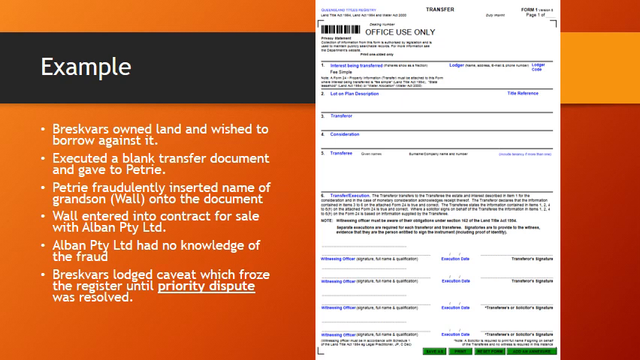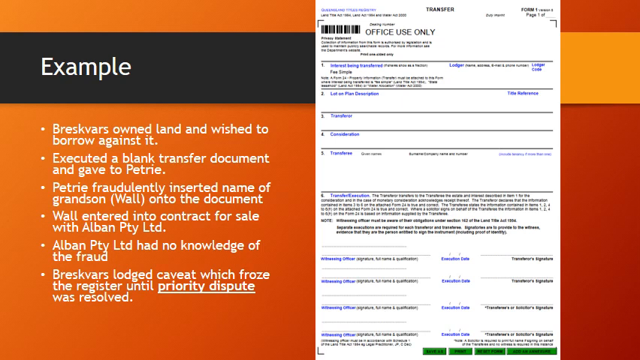Why did they do that? Well, in those days, some people did this type of practice as security for the loan. So Petrie would have given them some money, and they said, here's a blank transfer document such that if we default, you can insert your name in it, then you can have access to the property. Of course, these days that's very silly. We would just have a mortgage system, right?